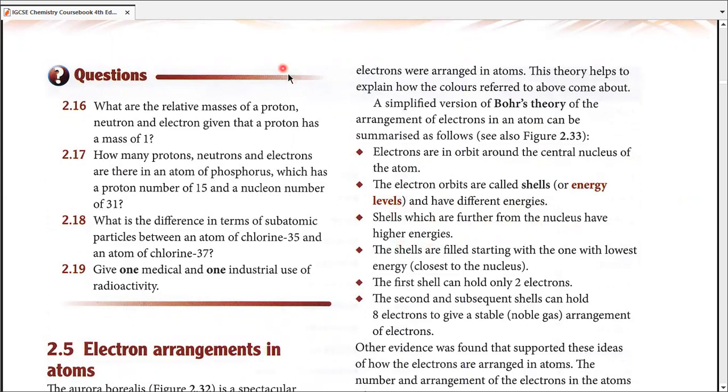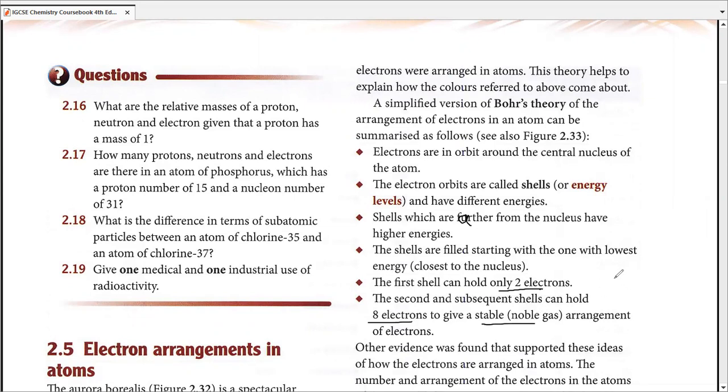I would rather say to use the word farther instead of further, with an A. Now, the shells are filled starting with the one lowest energy level or closest to the nucleus. It can only hold 2 electrons, a maximum. The second and subsequent shells, by subsequent we mean third, fourth, fifth, sixth, and so forth, can hold 8 electrons to give a stable arrangement, which means we can start filling the next one then.